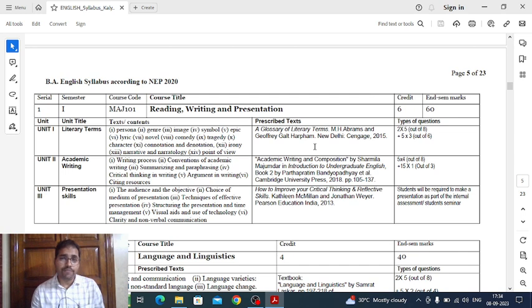So in the academic sphere, you need to know the process of writing, how to write properly, what the conventions of academic writing are, how to summarize and paraphrase any idea or literary text you are going through, and the kind of critical thinking in writing. That means how you use your critical thinking and processes of thinking in the formation of writing.